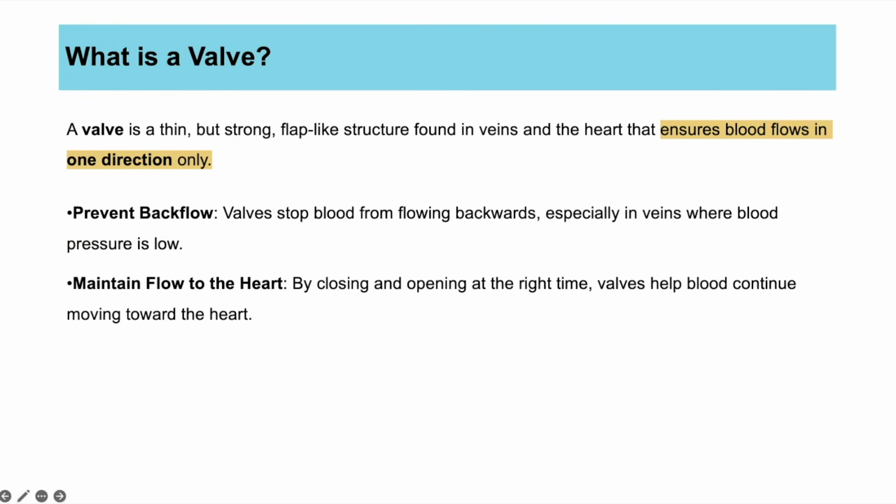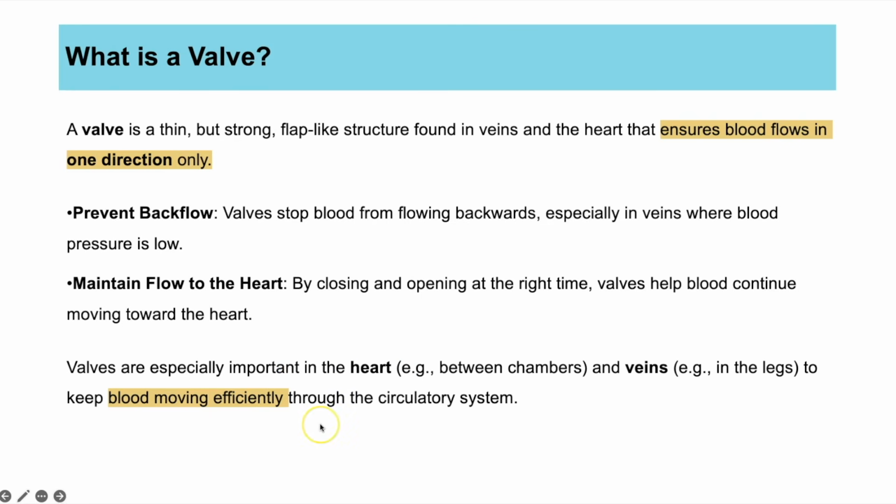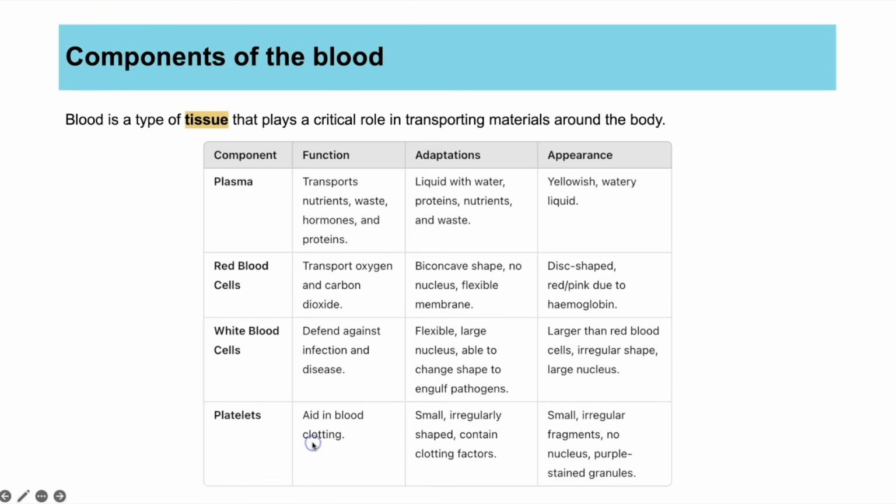They also help to maintain the flow to the heart by closing and opening at the right time. That is going to make sure that the valves help to continue moving the blood to the heart. So they are really important in the heart and the veins overall to help prevent the backflow and to make sure blood is moving efficiently through the circulatory system.